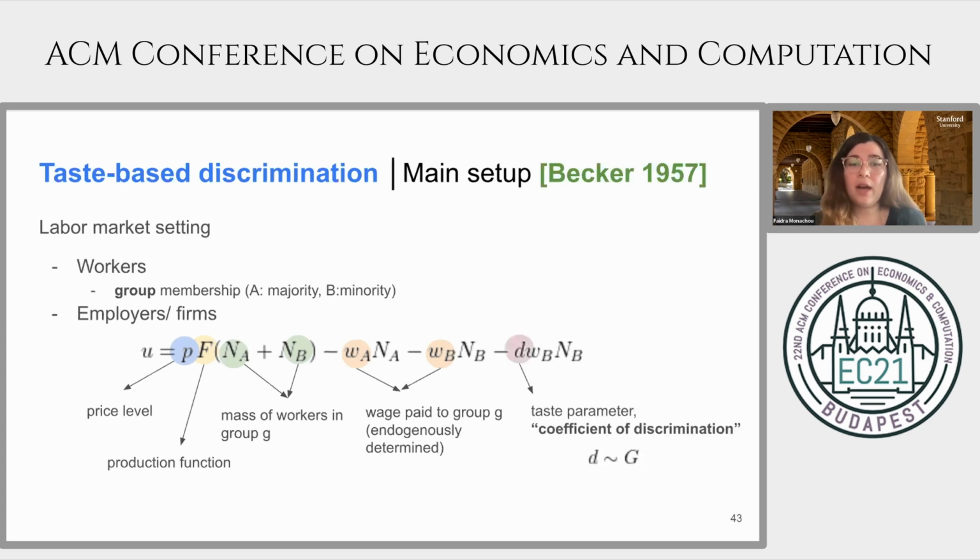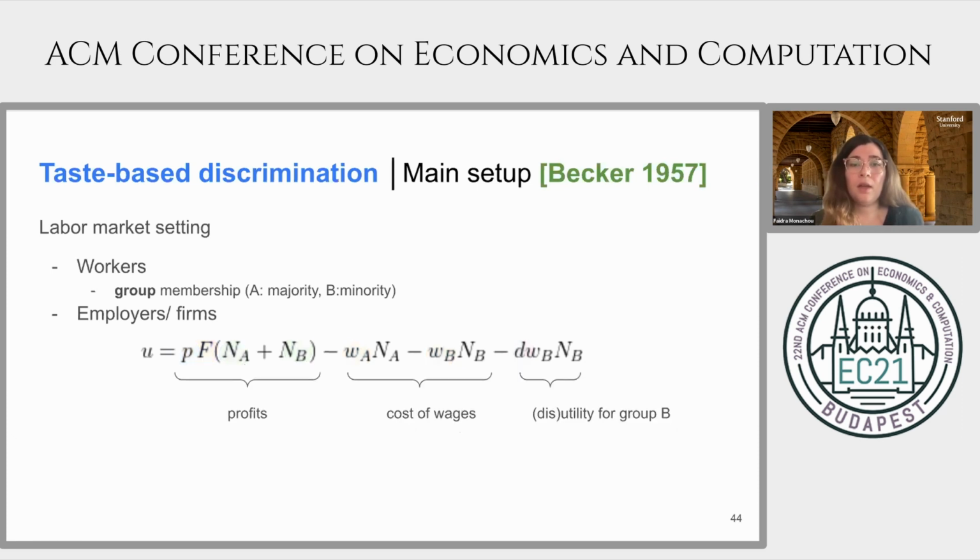And finally, we have this taste parameter D, or what Becker called the coefficient of discrimination, which tries to capture some disutility that employers may have for hiring minority workers. This D parameter comes from a known distribution G. So in total, the utility we see here is a combination of three different things. It's a combination of profits from production, the first term. Then we have the cost of wages paid to the workers. And finally, the last term is this utility from hiring minority workers.